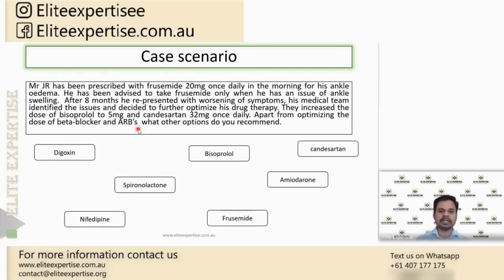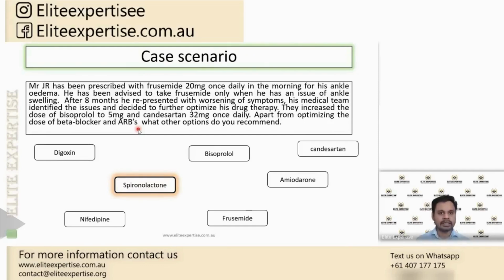So the best thing is we need to add another drug, and that drug is nothing but spironolactone. So we need to put the patient on spironolactone, because they have already optimized the dose of bisoprolol and candesartan. So now the time is to add spironolactone.